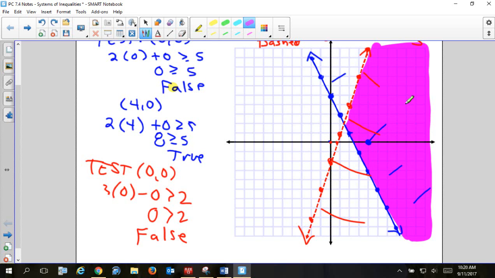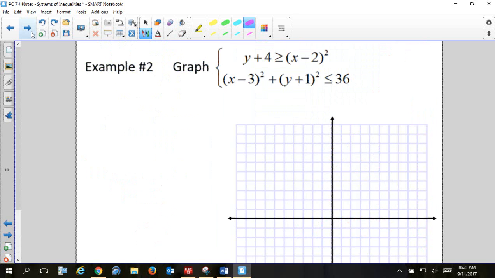If you are working ahead, just make sure you are checking your answers as you go, because it's easy to make a silly mistake, and I don't want you to have the notes wrong and then use them later. So we are now on number 2.